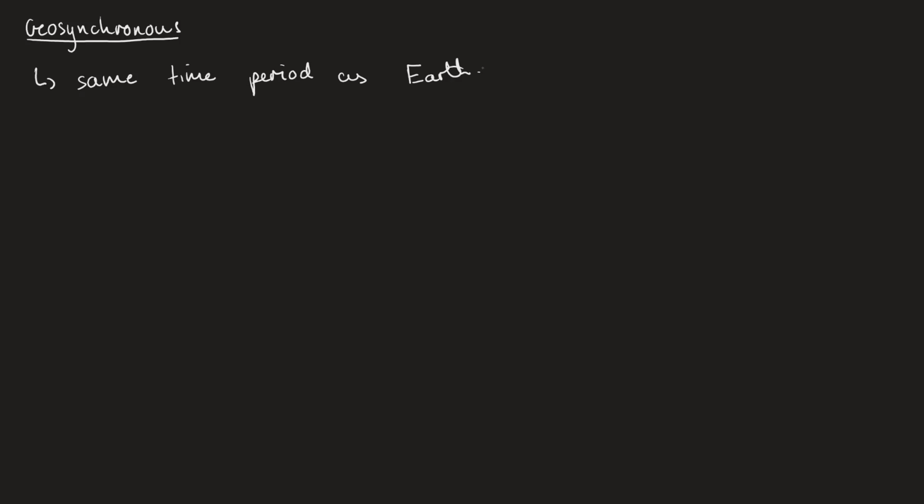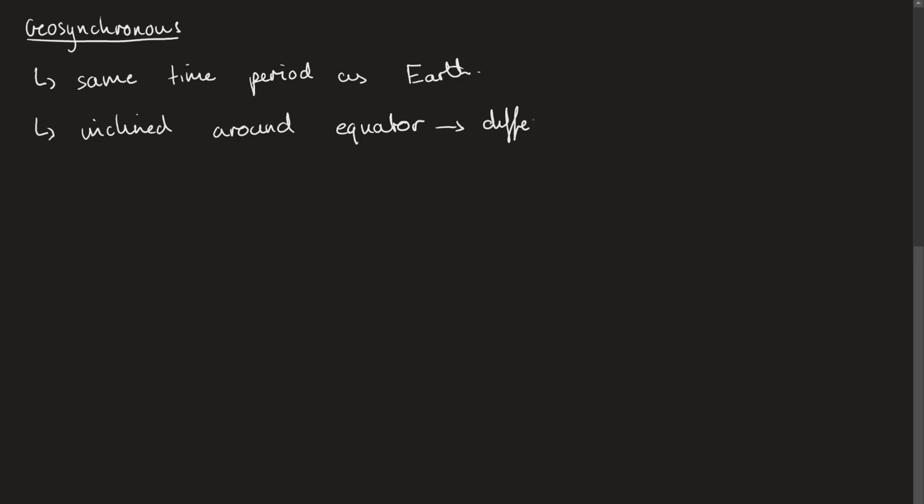They will be inclined to the equator by some amount, and that will then change their position above the surface of the Earth. So they will be inclined around the equator, and that then leads to different positions. So it will move around different positions.